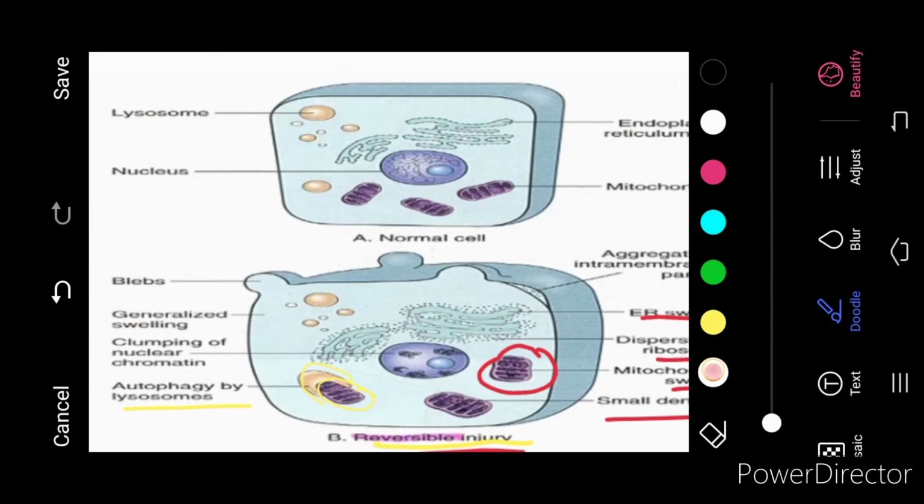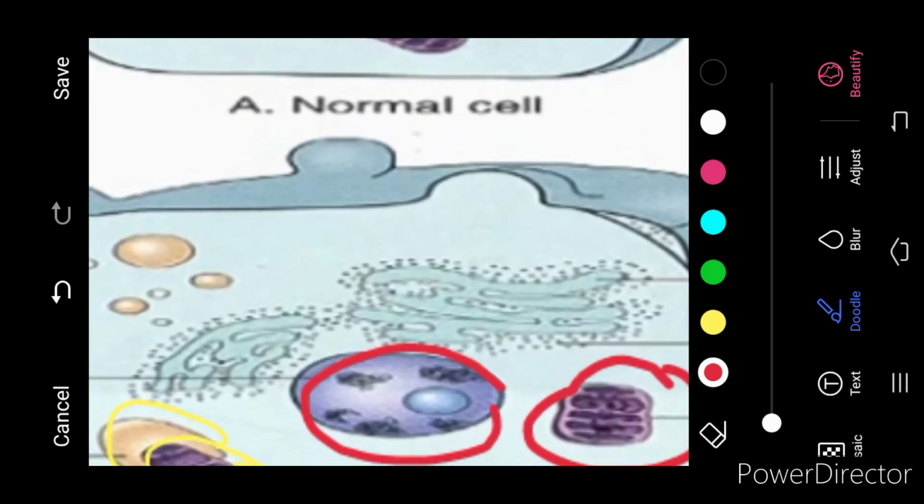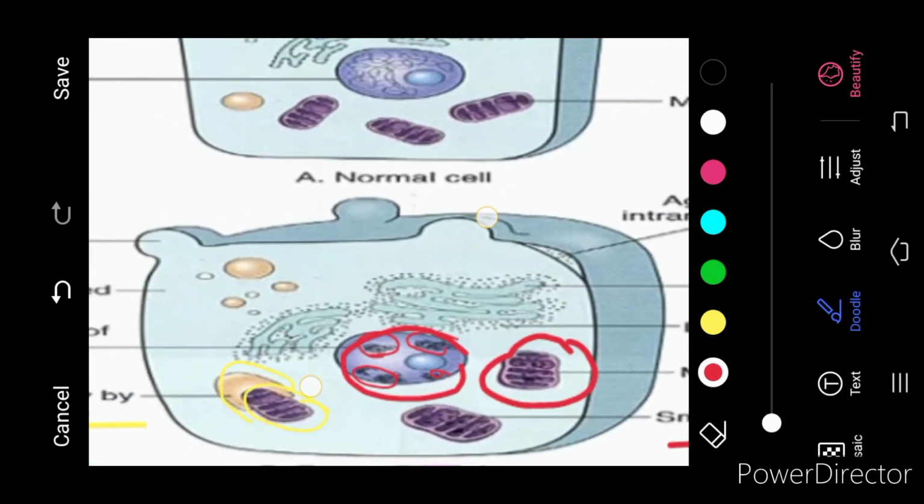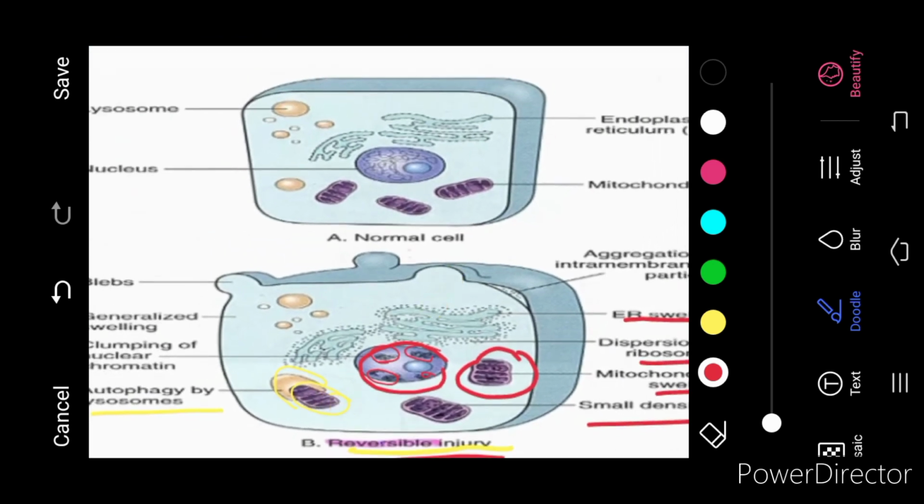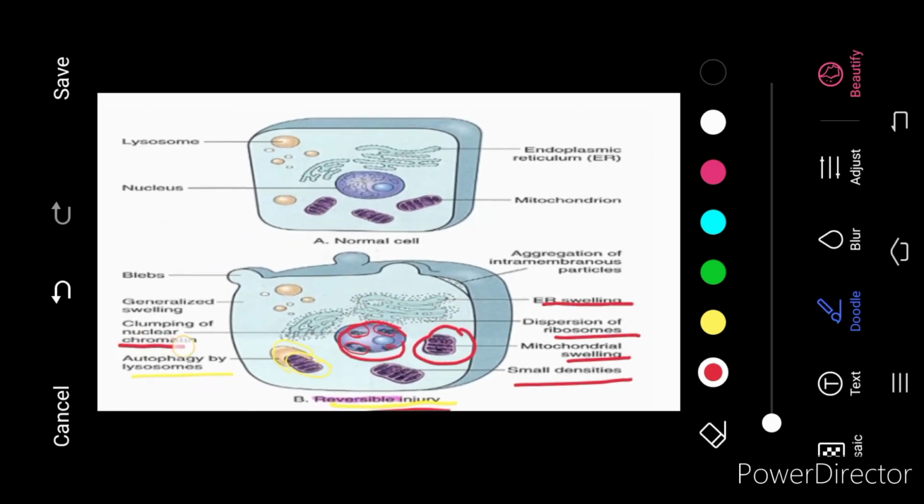And lastly, let us talk about the nucleus. So here we can see in the nucleus clumping has occurred. These are the chromatin, nuclear chromatin. So clumping of nuclear chromatin has occurred in the nucleus. So this was all about reversible injury.